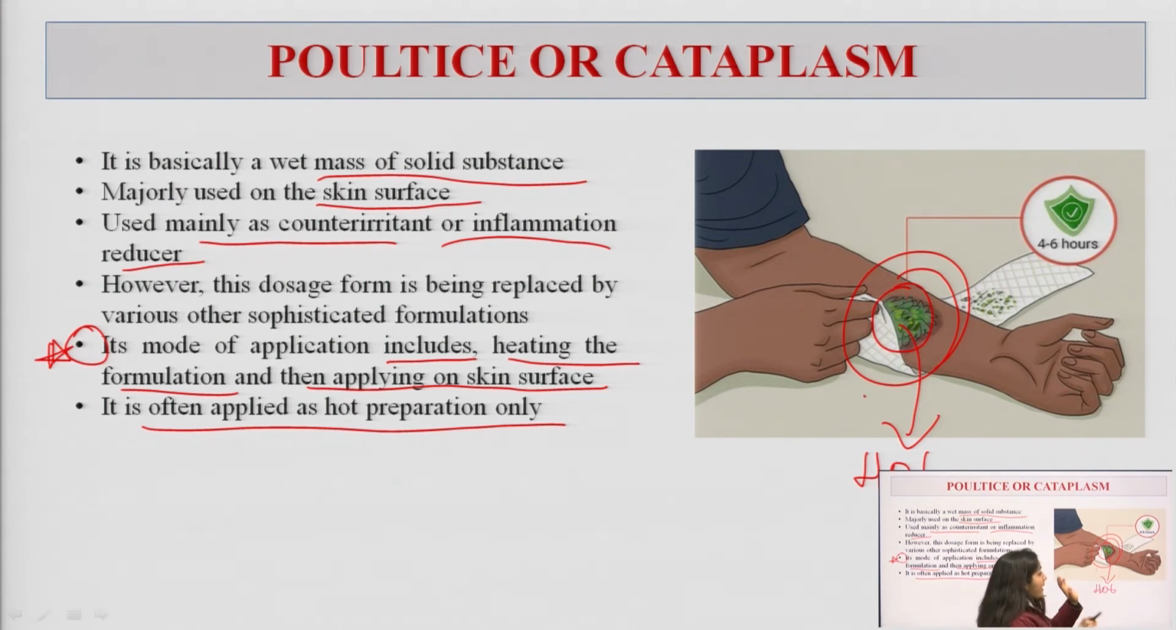So, what is going to adhere this, because it has no base, it is just a wet mass of solid substances? You can apply a cloth, as you can see this patient is applying a cloth here, and we just have to keep this cloth tightly bound to that particular surface so that our medicament is adhered to the skin surface for a period of between 4 to 6 hours. So, this is all about cataplasm.